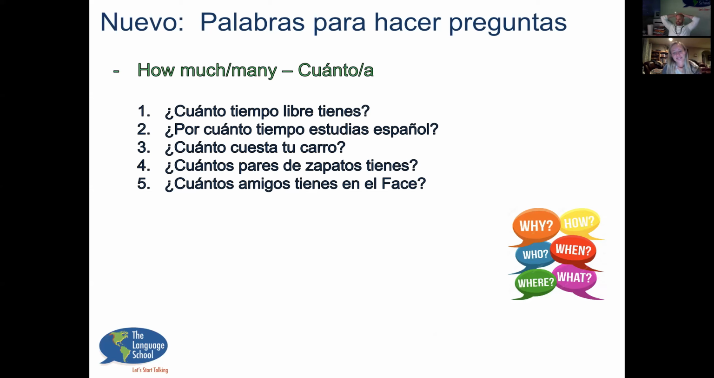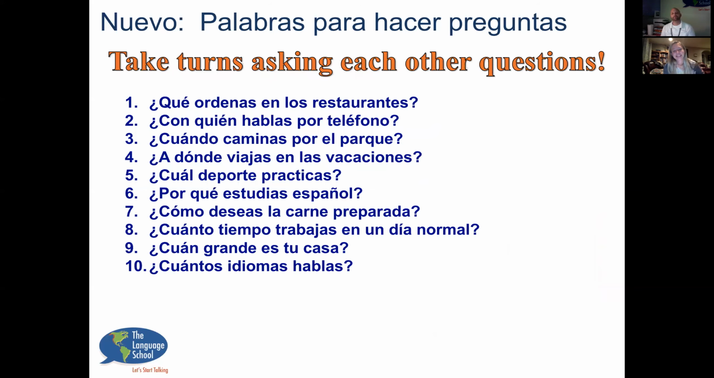¿Cuántos amigos tienes en el Face? What is an L face? Facebook. Oh, I was like, ¿cómo se dice 1,000? Is it just mil? Sí. Mil. Yo tengo mil amigos en el face. Muy bien. ¿Qué ordenas en los restaurantes? Yo ordeno la comida en los restaurantes. ¿Con quién hablas por teléfono? Yo hablo con mi madre por teléfono.